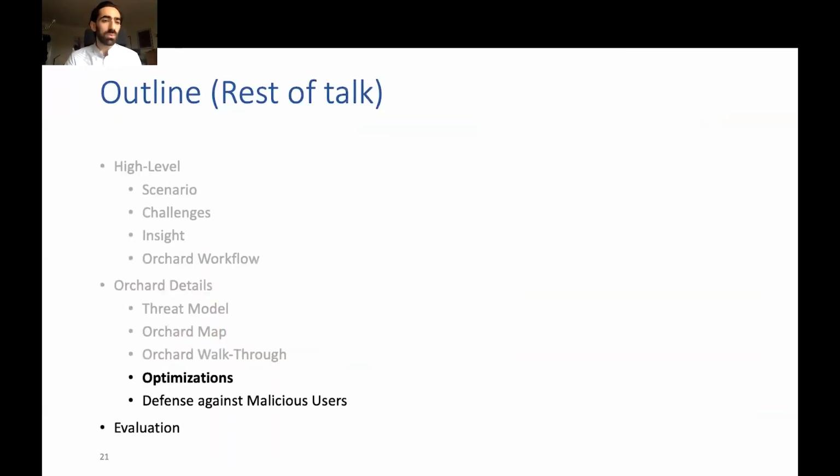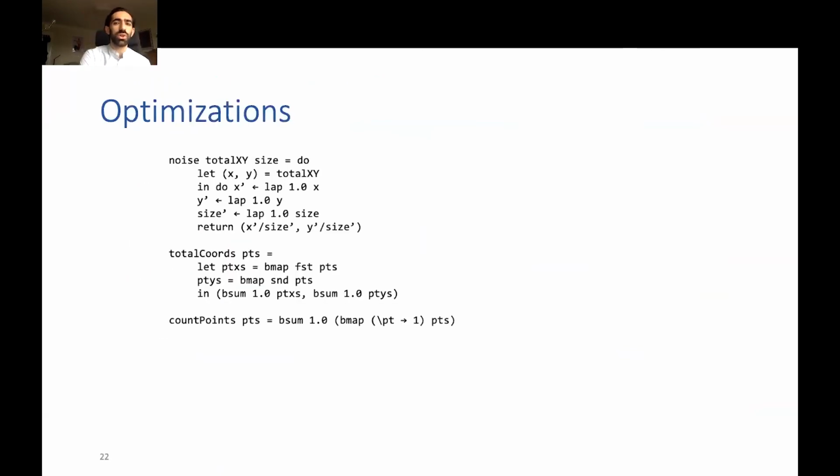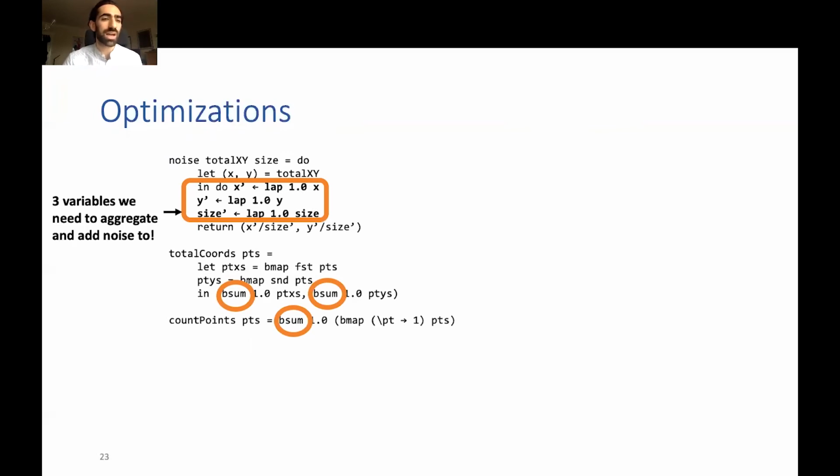So a couple more things that Orchard does to improve its efficiency and accuracy. First, this is a small snippet of that k-means code. Again, I'm highlighting these bsum functions here. This is a sum which will create these three different aggregate variables. So x, y, and size are all going to be aggregate variables that we then have to add some Laplace noise to, to get these new noised variables x prime, y prime, and size prime.